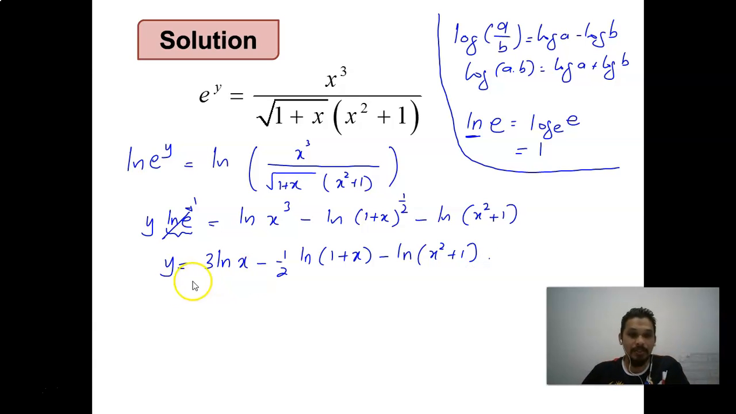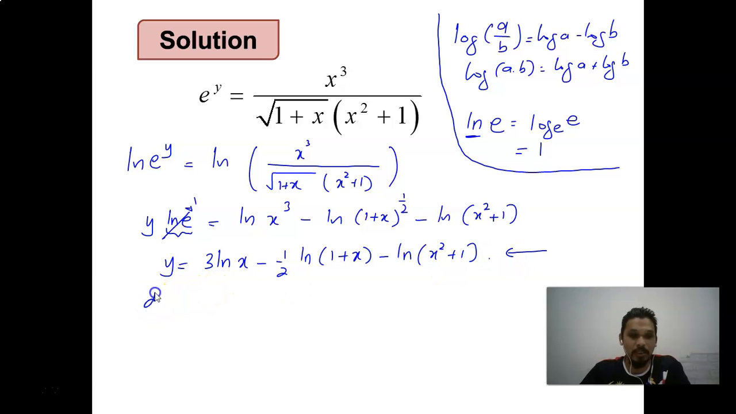So y equals 3 natural log of x minus half natural log of 1 plus x minus natural log of x squared plus 1. This is the equation that we are going to differentiate.